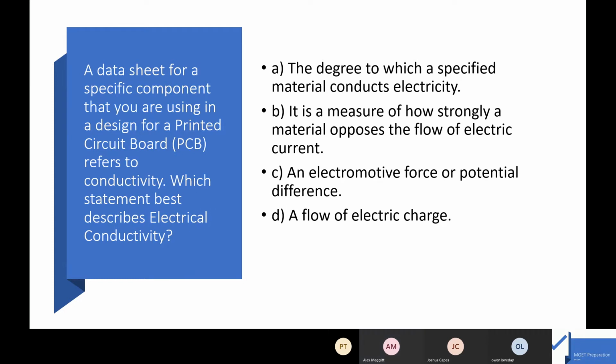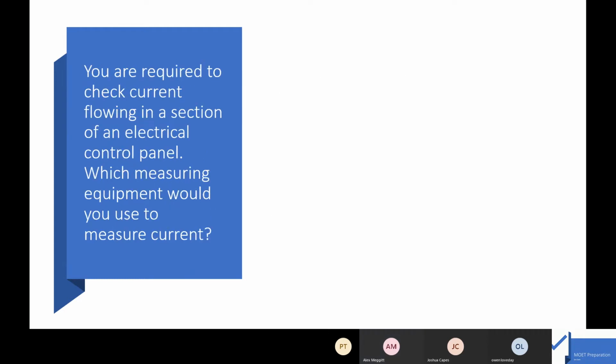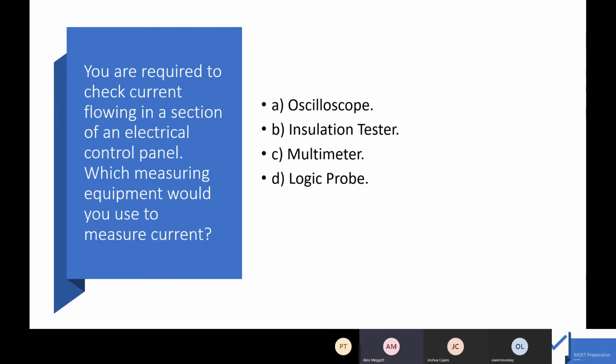Number two then, you're required to check current flowing in a section of an electrical control panel. Which measuring equipment would you use to measure current? And here are your options. Would you use an oscilloscope, an insulation tester, a multimeter, or a logic probe? Is it a multimeter? It certainly is.